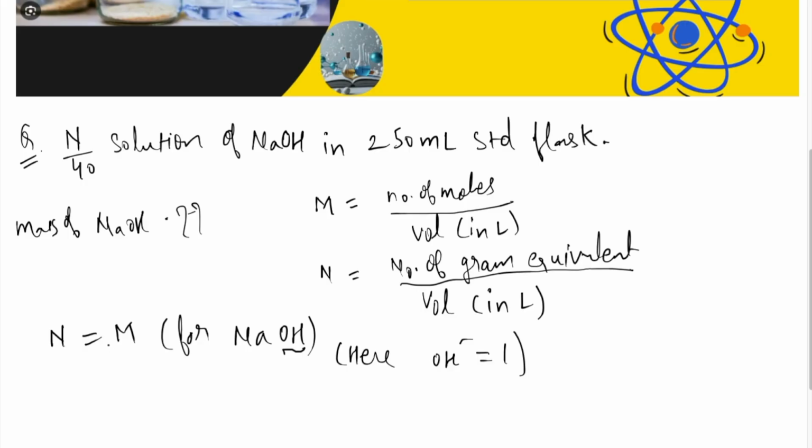But it is not always the case. And we always work with normality rather than molarity. Please remember that. So it will not make any difference in case of HCl. It will not make any difference in case of NaOH. But in case of oxalic acid, it is going to make all the difference. So these complicated things we are going to study later.